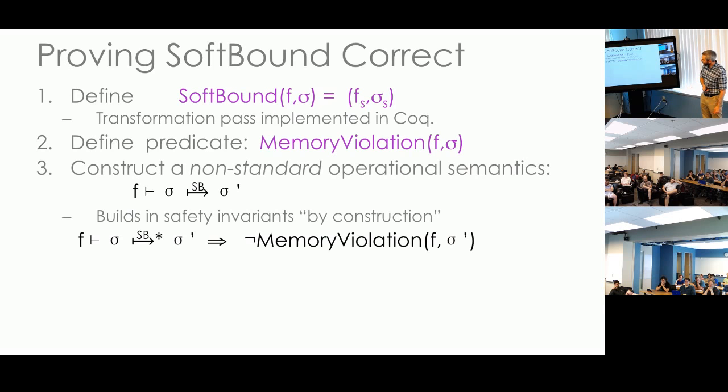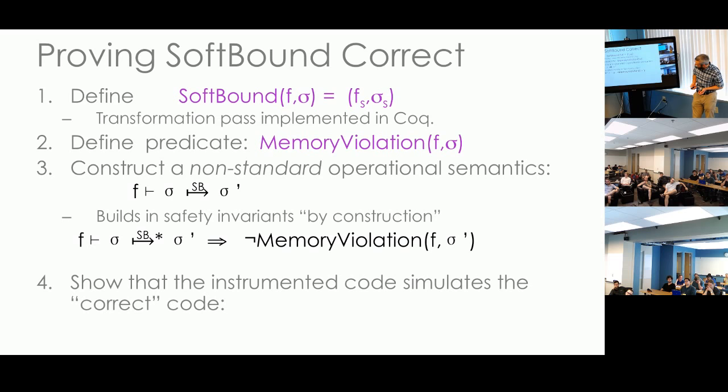And then what we do is we basically clone our LLVM semantics and make it correct by construction. So I'm writing this as steps to SoftBound. And this doesn't have anything to do with the LLVM code that we instrumented. It's just a fictitious machine that is always guaranteed to catch these memory safety errors. So you can prove a theorem about this non-standard operational semantics that it will never run into a memory violation.